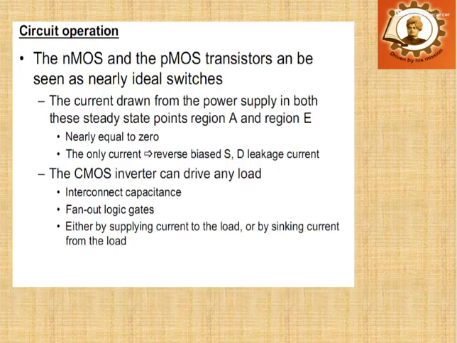So from this we can conclude that the NMOS and PMOS transistors can be seen as nearly ideal switches. I have already told you that two MOSFETs can be treated as a simple switch, and the current drawn from the power supply in both these steady state regions, A and E, is nearly equal to 0. So the only current is your reverse biased or leakage current. And here the CMOS driver can drive any load, interconnect capacitor, or fan-out logic gates, either by supplying current to the load or by sinking current from the load.